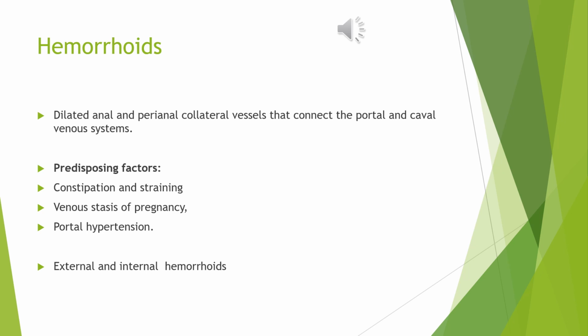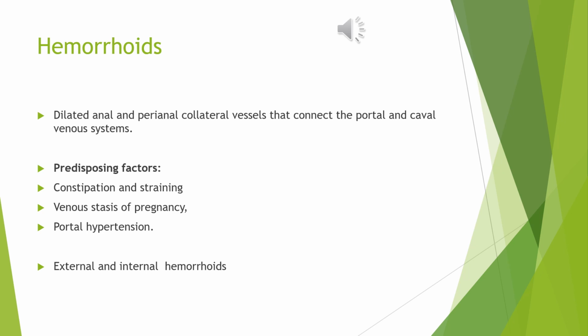So hemorrhoids are dilated veins in the submucosal location in the anal area or the rectal area. And the hemorrhoids are subdivided into internal hemorrhoids and external hemorrhoids according to the location. If it is below the anorectal line, it is called external hemorrhoids, and if it is above the anorectal line in the rectal mucosa, it is called internal hemorrhoids.